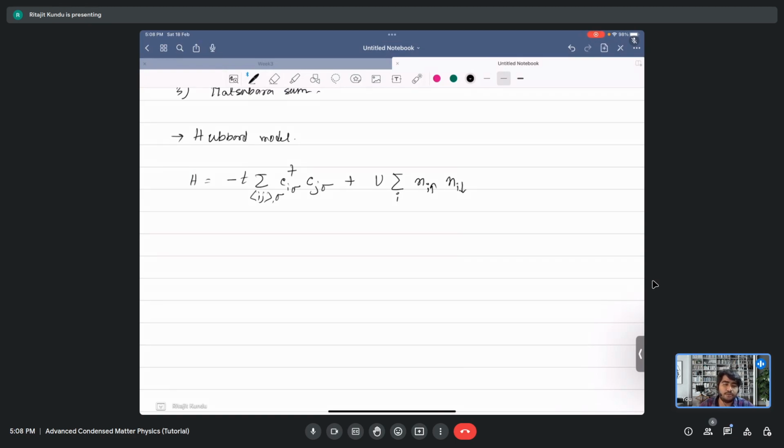This is a four fermionic term. This n_i is just c_i up dagger c_i up, or c_i down dagger c_i down. So these are just densities. Then there is another term which is the chemical potential. The chemical potential actually fixes the number of particles in your system. So that is given by the sum over all of such densities. This is the general Hubbard model that we talk about.